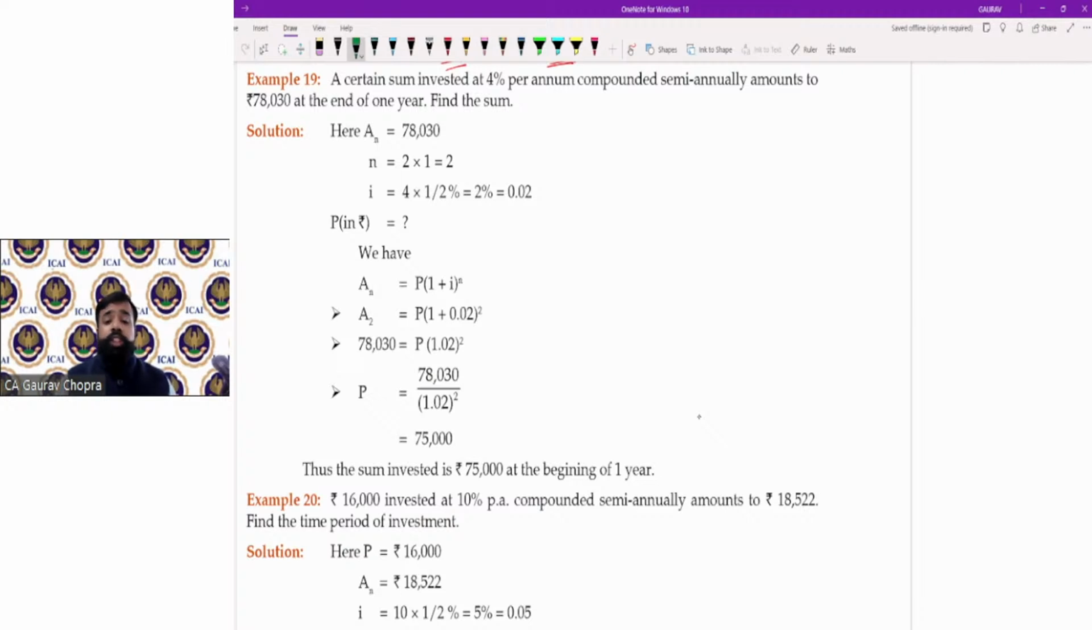In the previous session we started with the topic time value of money. Today is the second session of the chapter time value of money. Let's see who all are live with us now.